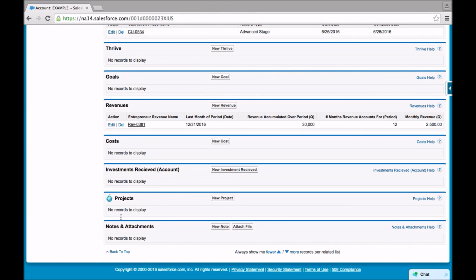Lastly, we have the project section. This is where we can create a project to enter in hours that we have invested in this specific business.